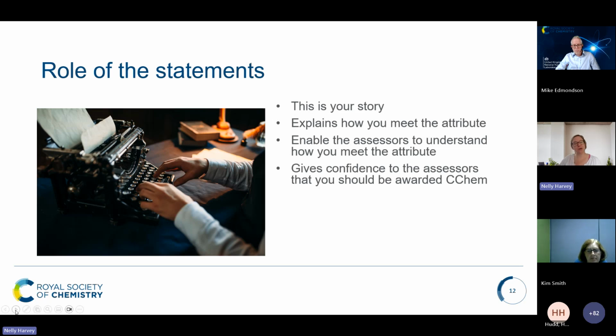So your application is all about showing that you are the right sort of person in terms of advancing the chemical sciences, you're working at that higher level, and you really are an ambassador for the chemical sciences.